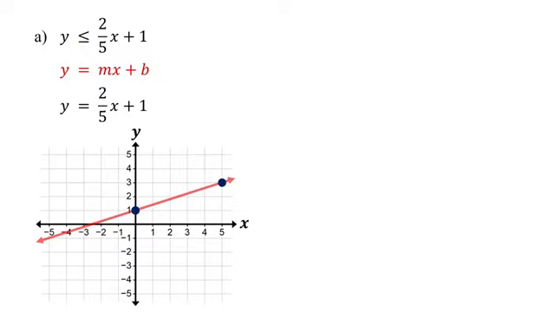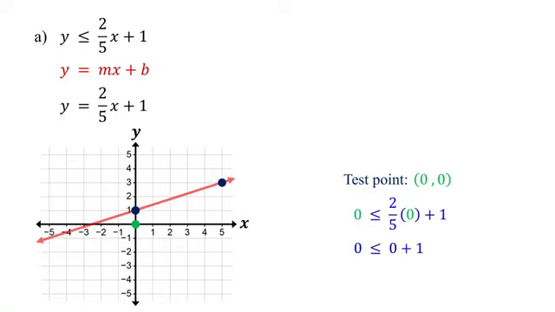The next step is to shade the solution region. To do that, first pick a test point that is not on the line. A great choice is the point (0, 0), since it is easy to work with. Then, substitute its coordinates into the inequality and simplify. 2/5 times 0 is 0, and 0 plus 1 is 1. Since this is a true statement, the test point satisfies the inequality. That means our test point is part of the solution region.